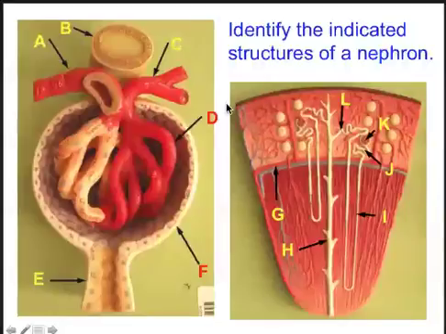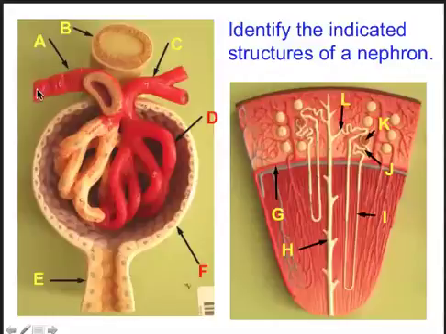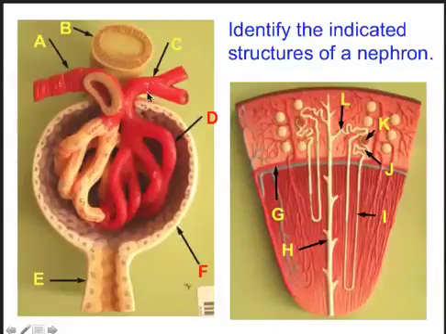Okay, this is another model. This is a look here at some kidney structures. On the left, what you see is a renal corpuscle. And what A is pointing to here, this is the afferent arteriole. Okay, this is the blood coming in to Bowman's capsule. Okay, here's Bowman's capsule. B is actually pointing to the distal convoluted tubule.